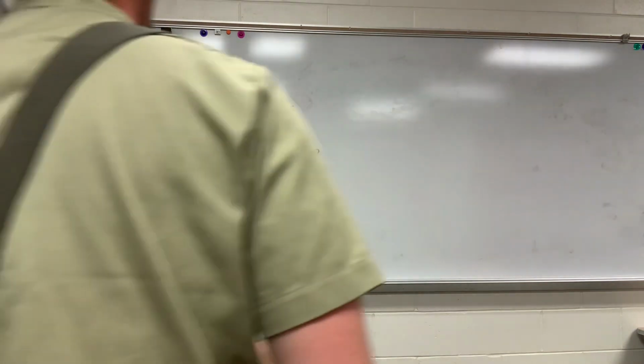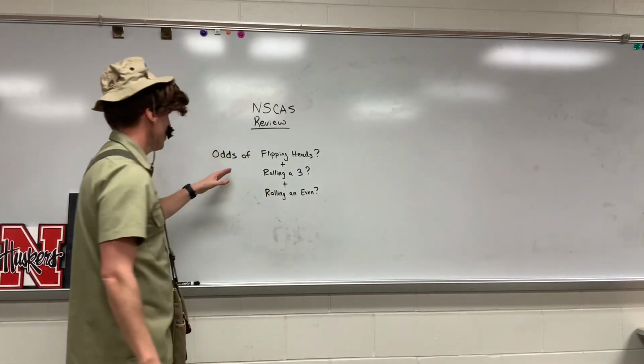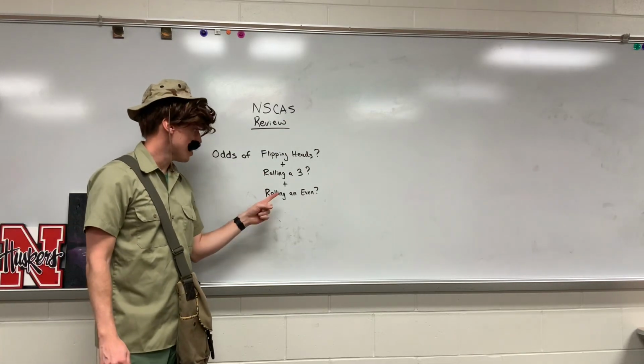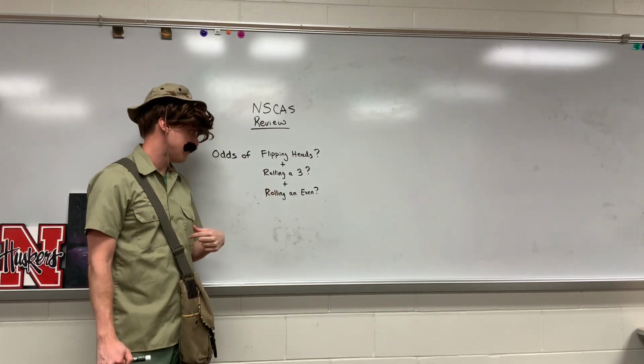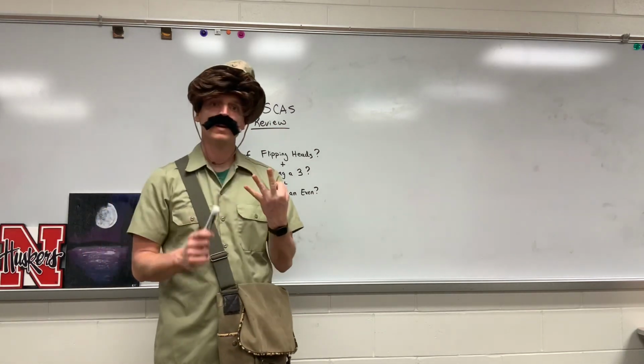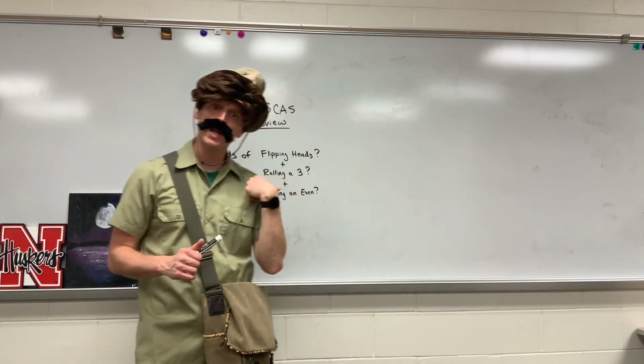Okay. Alright, so probability. What are the odds of flipping a heads, rolling a 3, and on a separate dice, rolling an even? So we have 3 events that have to happen. Go ahead and figure it out. Compound probability.